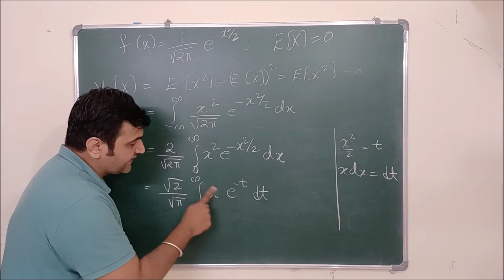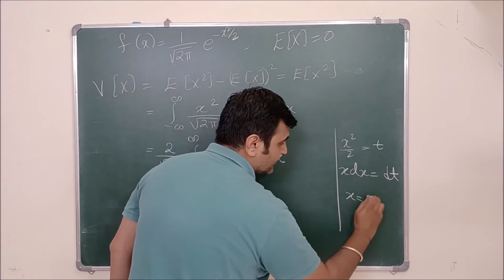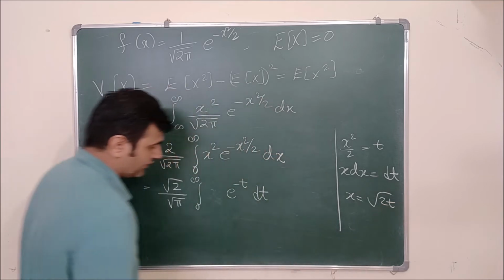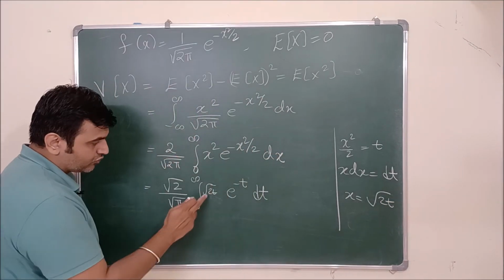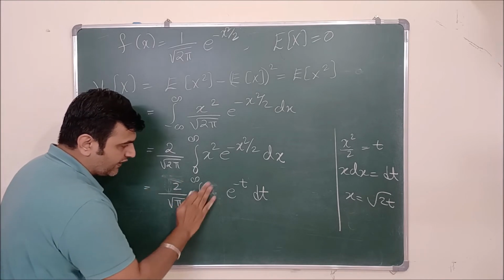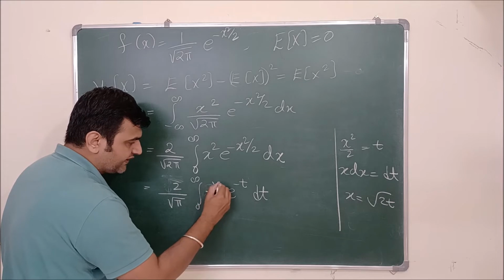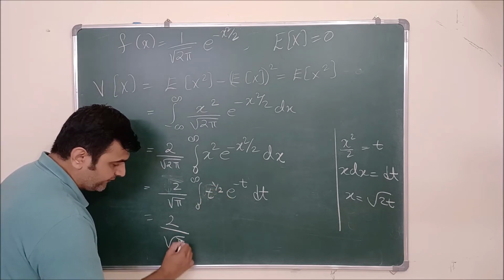Now what is my x? If you observe, your x is nothing but square root of 2t. So this is square root of 2t, and root 2 will again come outside. What is root 2 into root 2? You get 2, and this is nothing but root t, that means t raised to half. So this is 2 upon root pi.